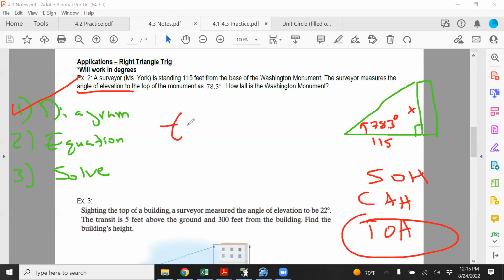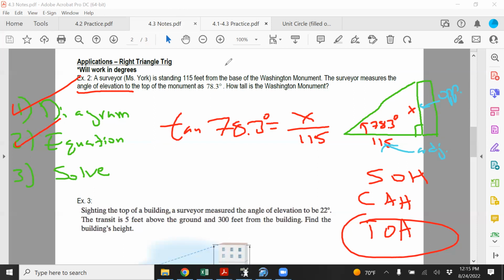So my equation will be tangent of that angle equals x over 115. So check, my equation is set. You have to figure out which equation to use, so you've got to know your SOHCAHTOA. You've got to know that down cold. Again, that was opposite, and that was adjacent.